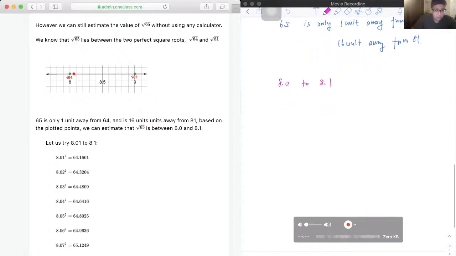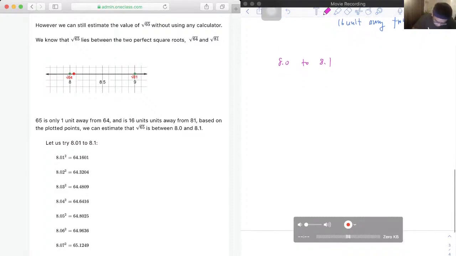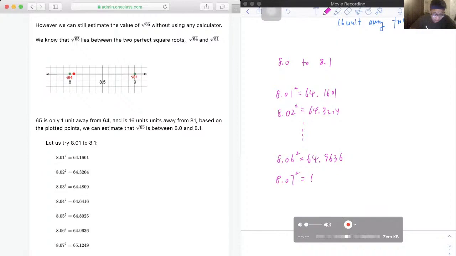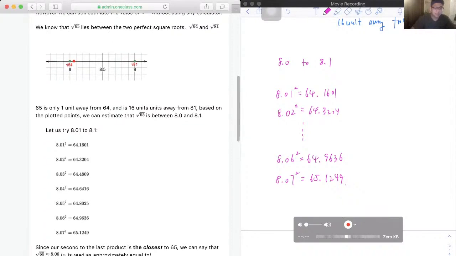So let's try 8.01 squared. That should be equal to 64.1601, and then we keep calculating. 8.02 squared is 64.3204, and all the way to 8.06 squared, which is 64.9636. And 8.07 squared is equal to 65.1249. So now we realize that our second to last product is the closest to 65, so we can conclude our answer.